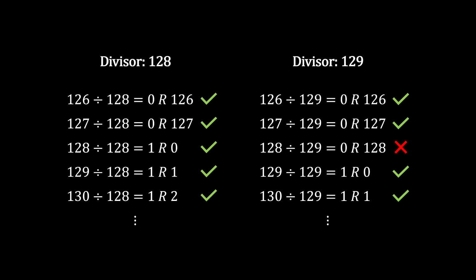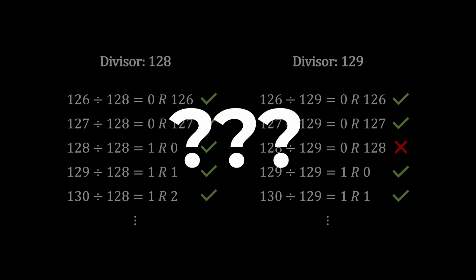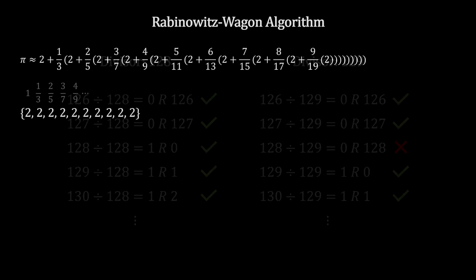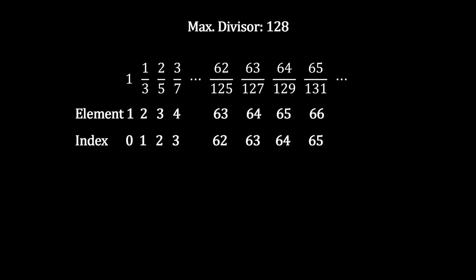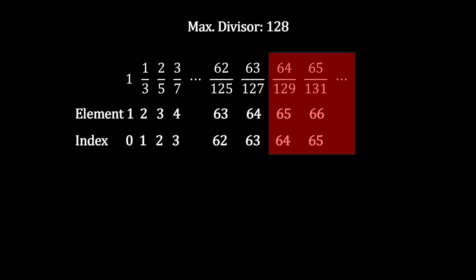So, given this limitation, how many digits of pi can we calculate? Well, the divisor in this integer division step comes from the denominator of these fractions that are assigned to positions in the array. Since the denominators are always odd, the maximum denominator, less than 128, is 127, which corresponds to the 64th element. This means that the maximum number of digits is 19 because it requires 63 elements in the array.